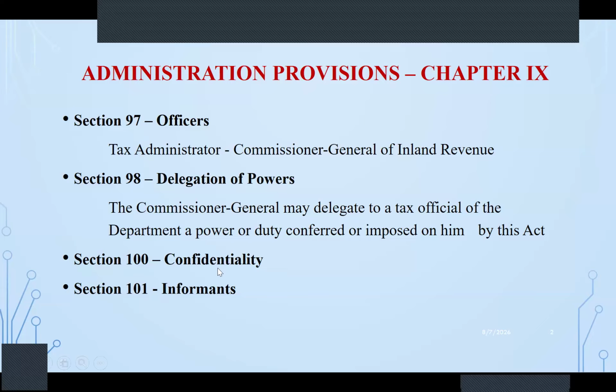Then section 100 is a confidentiality section. It says confidentiality should be considered by the officials in the department. Confidentiality is very important because we have very sensitive data of all taxpayers. Therefore, we have to keep confidentiality with regard to those details. Within the organization, officers can share that information. Other than that, section 100 says with whom we can share the documents.